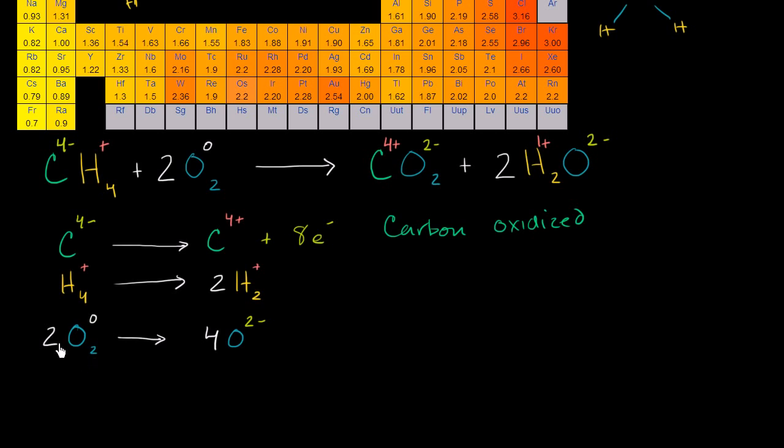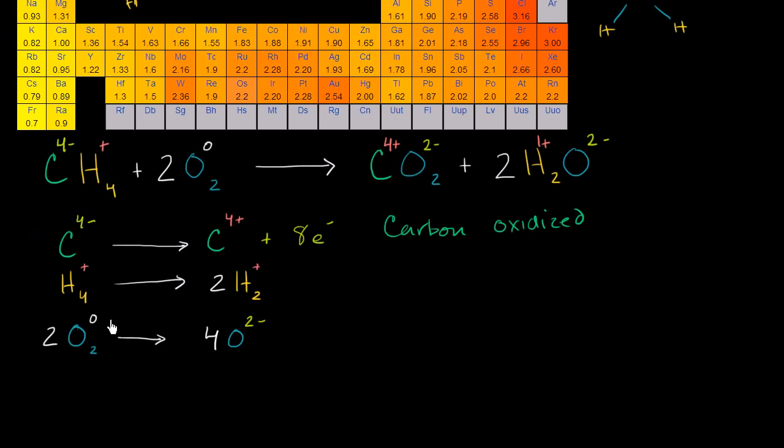I could have written 4O here instead of 2O2. Either way, I'm just really trying to account for the oxygens. Here I have 4 oxygens with a neutral oxidation number, an oxidation number of 0. And here I have 4 oxygens with a negative oxidation number. So how do you go from 0 to negative? Each of them must have gained 2 electrons. So if you have 4 oxygens, each of them gaining 2 electrons, we could actually write the reaction like this.